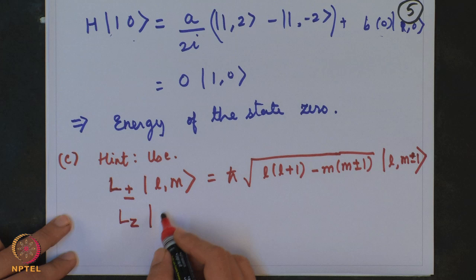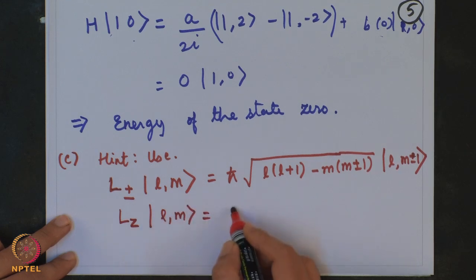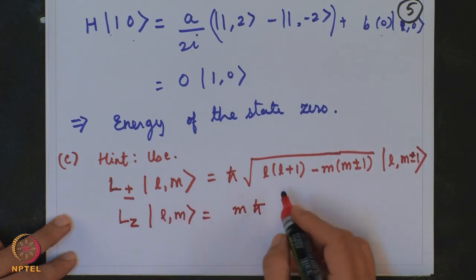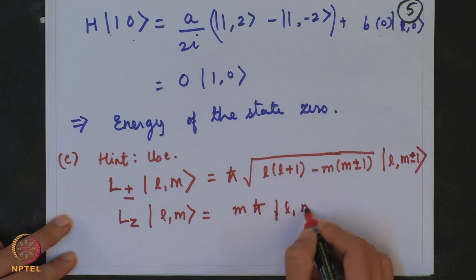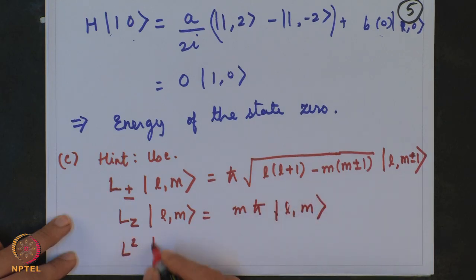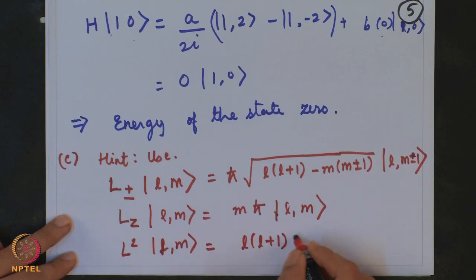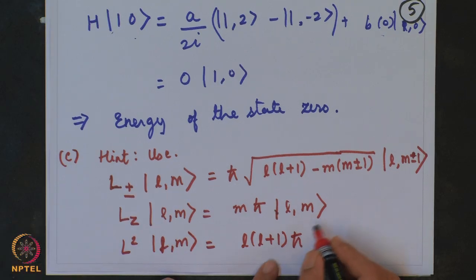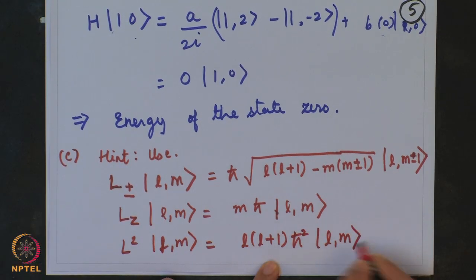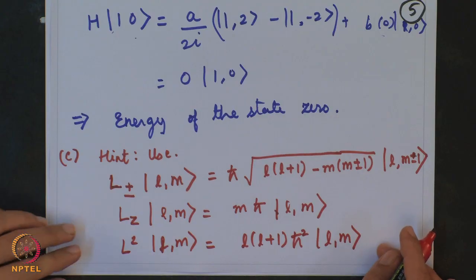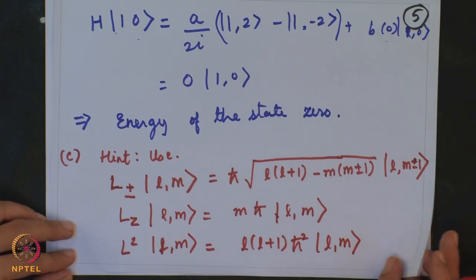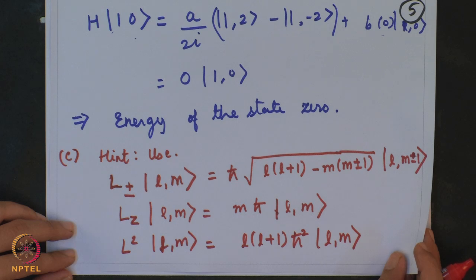So, this is one thing you are going to use, and the next thing would be Lz |L, M> is M H cross |L, M>. L square |L, M> is L into (L plus 1) H cross square |L, M>. So, these hints you have to use to calculate the C part of this problem. Okay. So, let us go a step further and use all this hint.